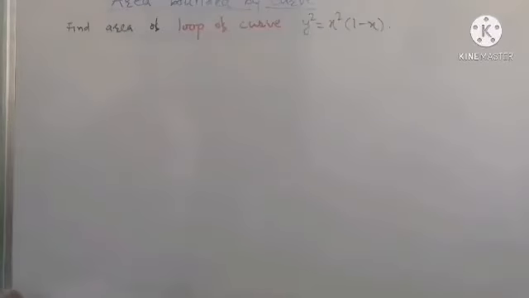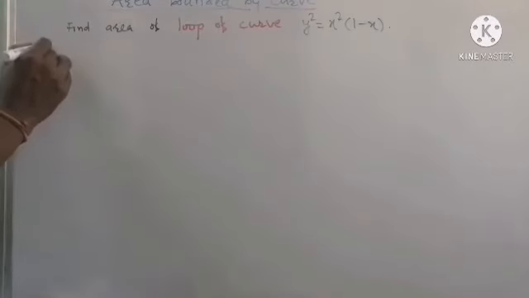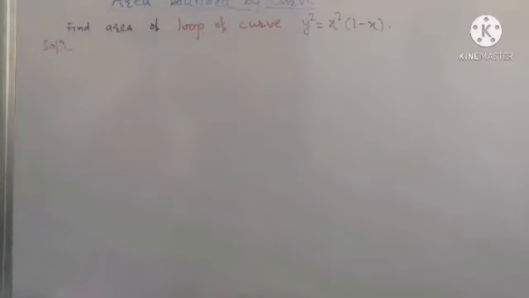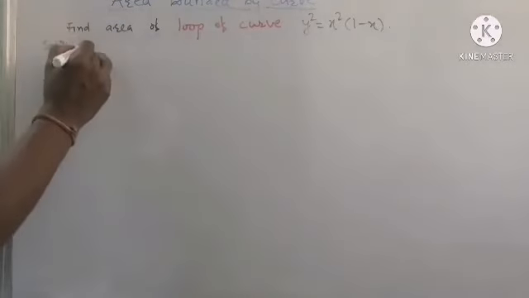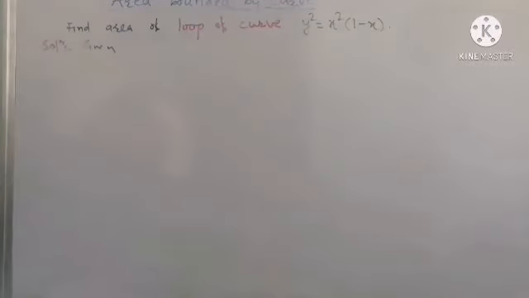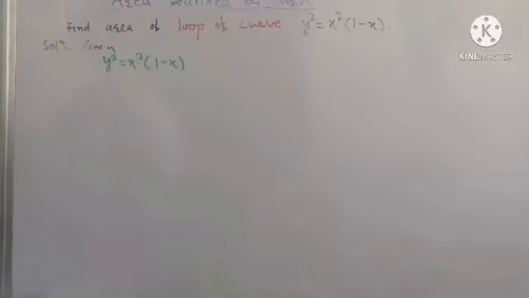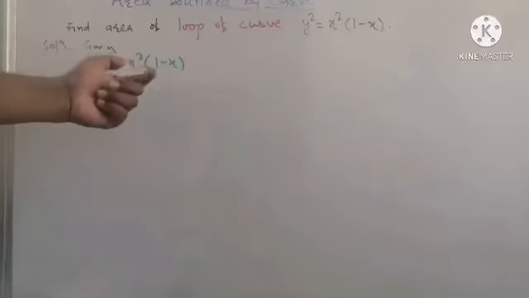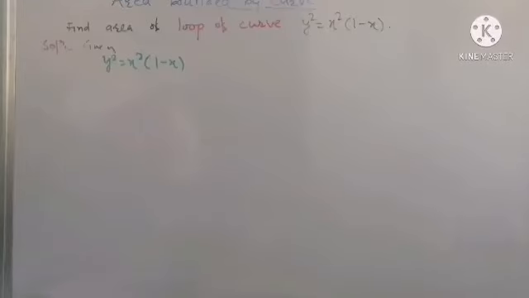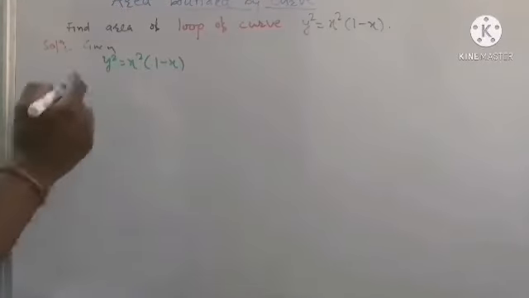Area of the loop of the curve y square is equal to x square into (1 minus x). Actually the loop of a curve is another standard form of curve, which is a bounded curve, that means it bounds the area. Now the given curve is y square equals x square into bracket 1 minus x. As this is an implicit function containing both x and y, we have to simplify this into the form of an explicit function. For that we take the square root on both sides.